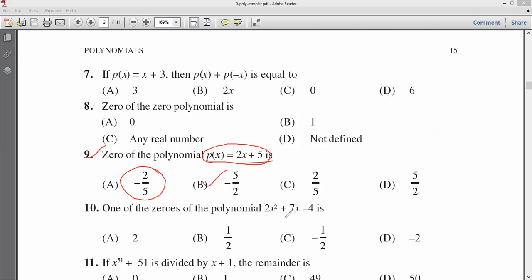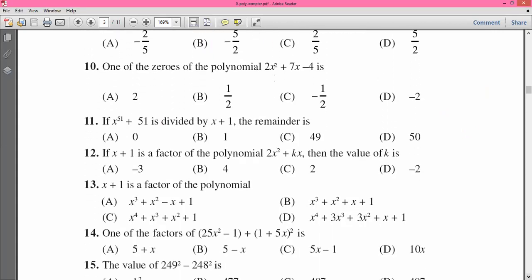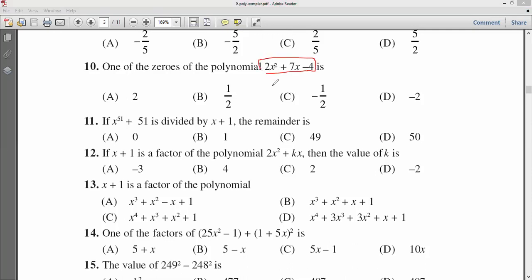Next, one 0 of the polynomial, question number 10. There are 4 numbers given to you, and you have to find one of the 0s of this polynomial. How can you find that 0? Put the values and just check it. In which value are you getting 0? There is no shortcut technique here. There is a method, but that is in the higher classes. Here you just use the hit and trial method. Put the values and check, and tell me for what value you are getting 0.